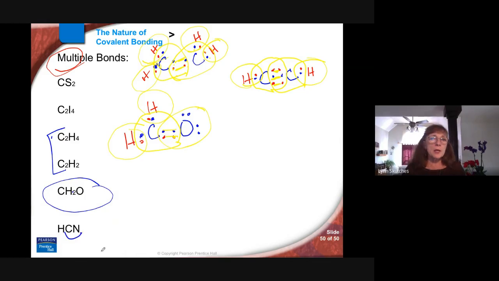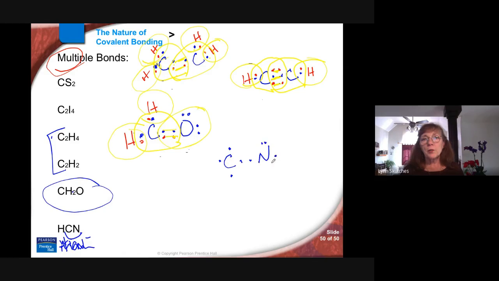This is CN, and you might recognize that as cyanide, the polyatomic ion. And then this is hydrogen, and so you might think this is ionic, but it's not. It is a covalently bonded compound in this case, because these are all nonmetals. So HCN, this one kind of hints at the fact that you're going to put the carbon and the nitrogen next to each other.